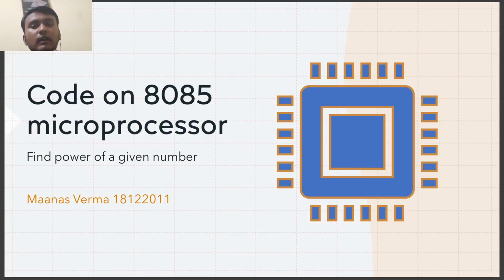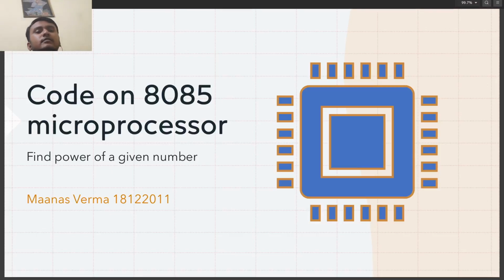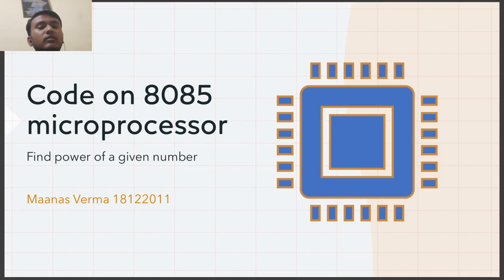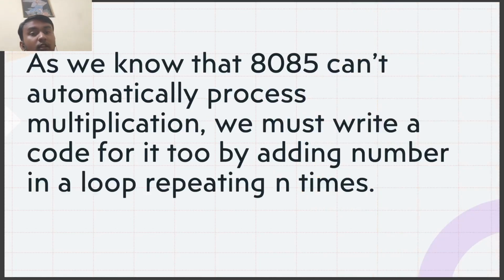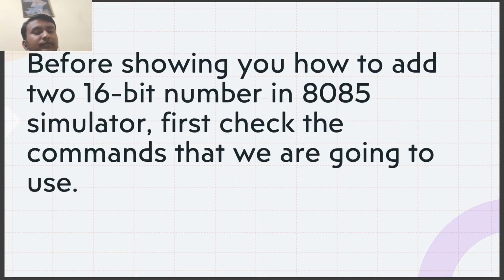Hello, I am Manasama and I am going to present this presentation on how to find a power of a given number on 8085 microprocessor. So first of all, as we know that 8085 cannot automatically process multiplication or addition, we must write a code for it by adding numbers in a loop repeating n times.